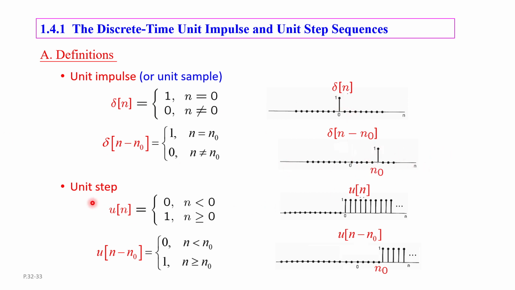Similarly for the unit step, u of n minus n0 just shifts your step from starting at 0 to starting at n0. And obviously, if n0 is less than 0, then you shift the other way. So, any questions? The definitions should be quite straightforward: impulse and step.